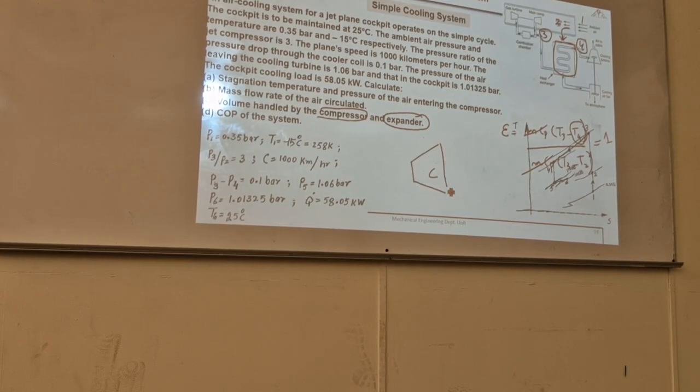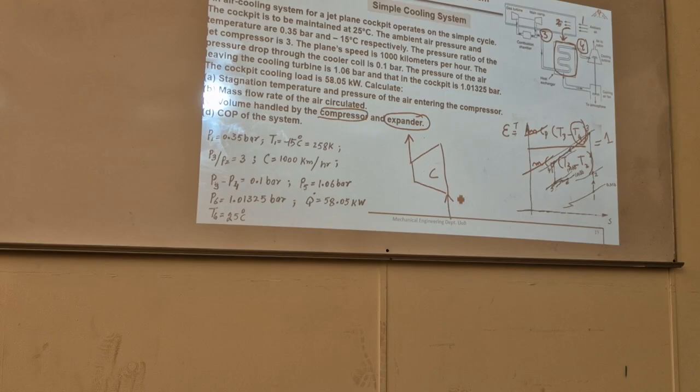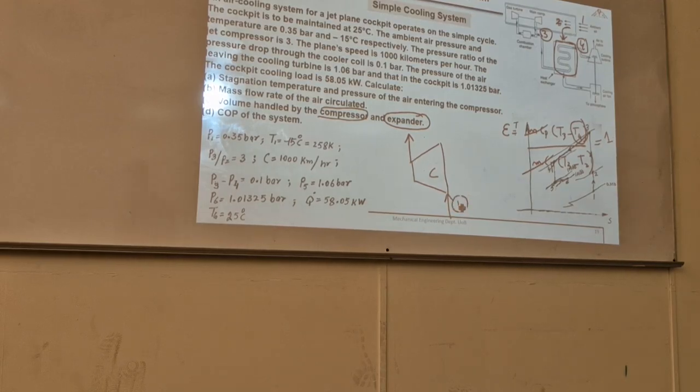In a compressor, where will it enter? Here or here? No, the right one, because as it flows, volume drops. So we need to calculate the volume handled by compressor. Which one? The higher one. Where is higher? At the entrance. Where is the entrance? Point 2.